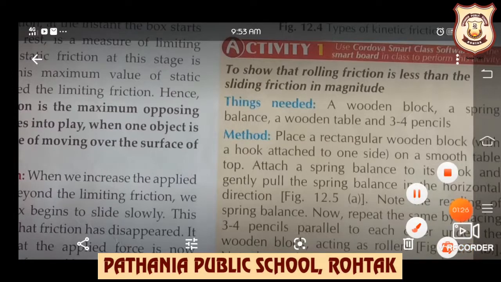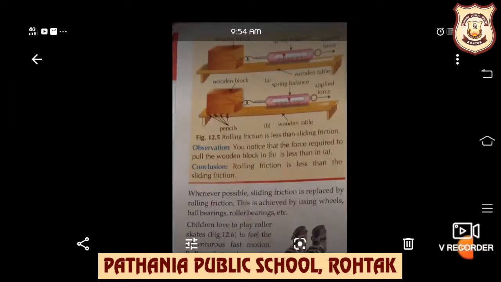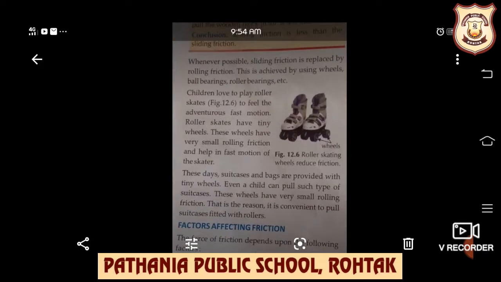Now what will we observe? See, we have observed that the force required to pull the wooden block in B is less than A. In the first case, we have simply attached the spring balance and put it on the wooden block. Now we have to pull the box which is kept above the pencils. So you can take them as rollers. These are acting as rollers. So rolling friction is less than the sliding friction.